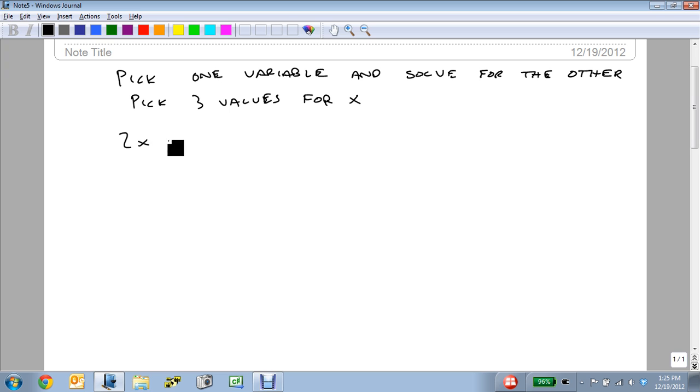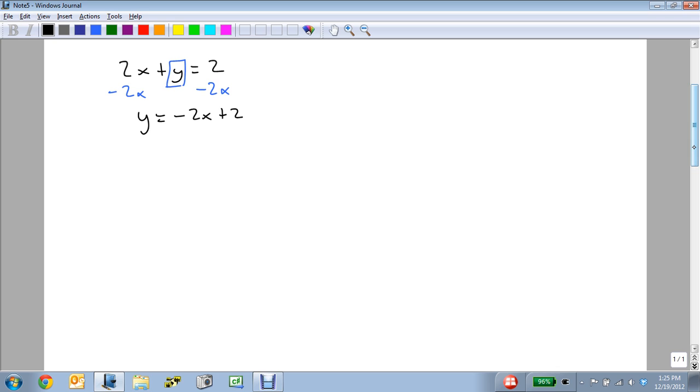Suppose we have 2x plus y equals 2. So our first goal is to pick a variable to get by itself, and we're going to pick the y. And so we're going to subtract 2x from both sides. And this is going to give y equals minus 2x plus 2. Now that we know that y is minus 2x plus 2, we just pick three values for x. And we're going to pick minus 2, 0, and 2. And we plug them in.